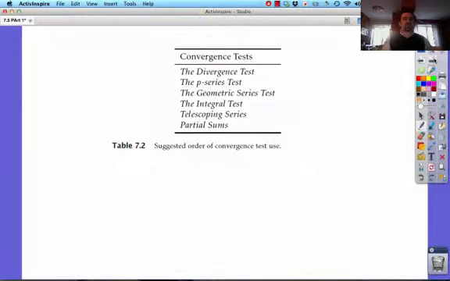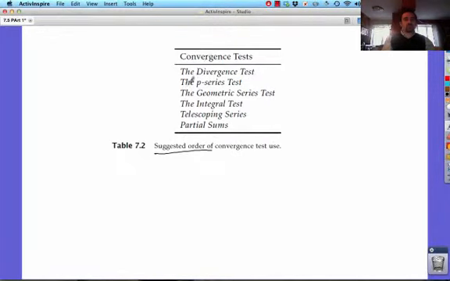That's the convergence tests we know, in order of suggested use. This is very cool. I love this little graphic. The first thing you always check is the divergence test. Remember, that is the test that asks whether the sequence of terms goes to 0. If they don't go to 0, it can't converge. The p-series test is where I have 1 over n to a fixed power. If p is strictly bigger than 1, it converges. If it's 1 or less, it diverges.